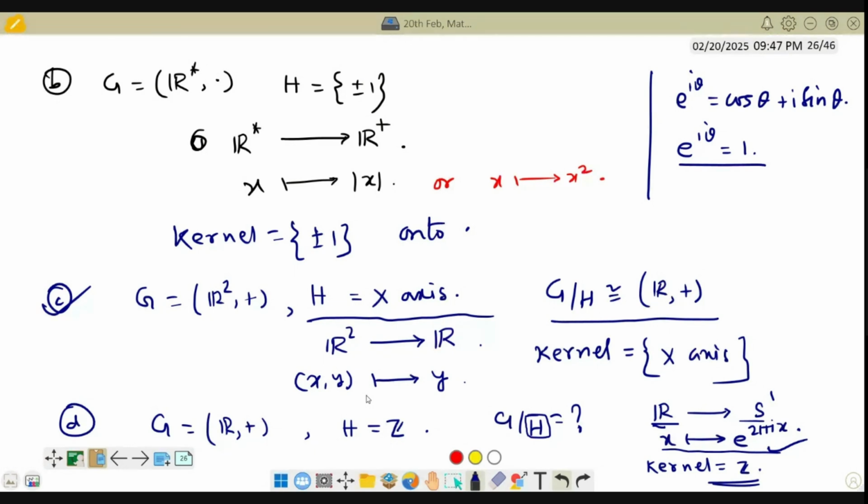Other than that, any other isomorphism is there, sir? I mean, for R by Z to S1. No, I do not think there will be, because for the circle you have cos 2 pi x, sin 2 pi x. Maybe there are, but I do not think so. Maybe you can check. I'm not sure. Maybe there will be examples.